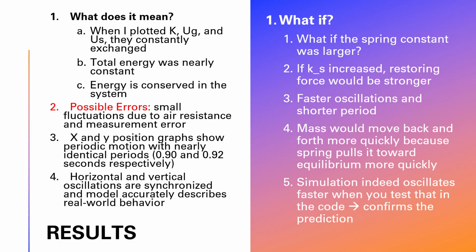Now for the what-if reflection. What if the spring constant were larger? If Ks increased, the restoring force would be stronger, causing faster oscillations in a shorter period. In other words, the mass would move back and forth more quickly because the spring pulls it toward equilibrium more forcefully. By testing that in my code, the simulation indeed oscillates faster, confirming the prediction.